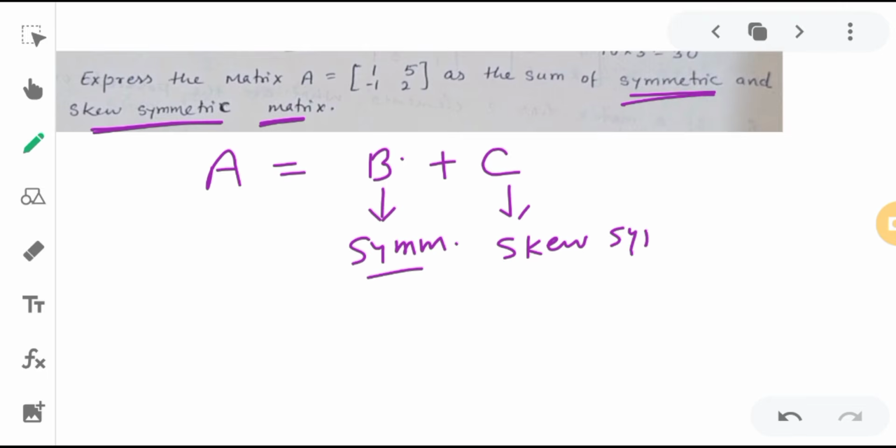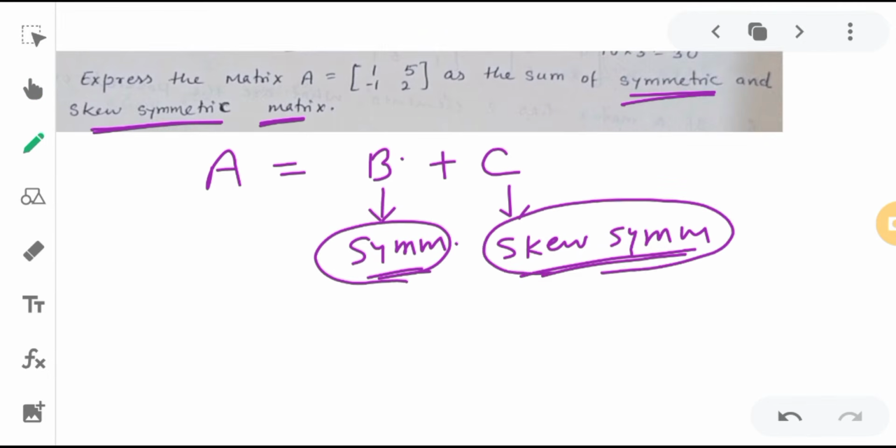First we need to understand the question. I will explain from very basic. We have to express the matrix A as the sum of two matrices. The first one will be symmetric, the second one will be skew symmetric. So two words here, one is symmetric and the other is skew symmetric. What is the meaning of symmetric and skew symmetric?